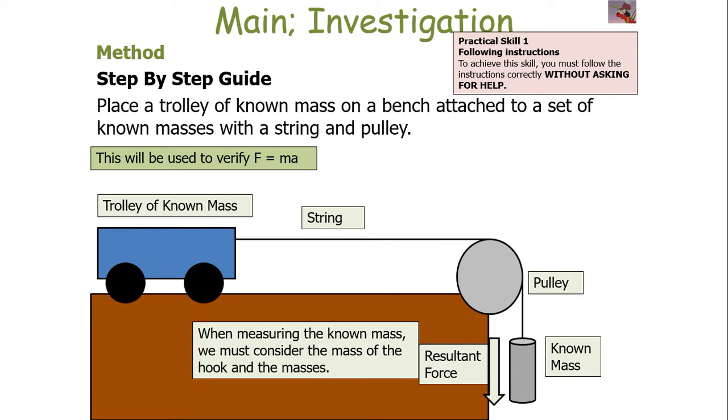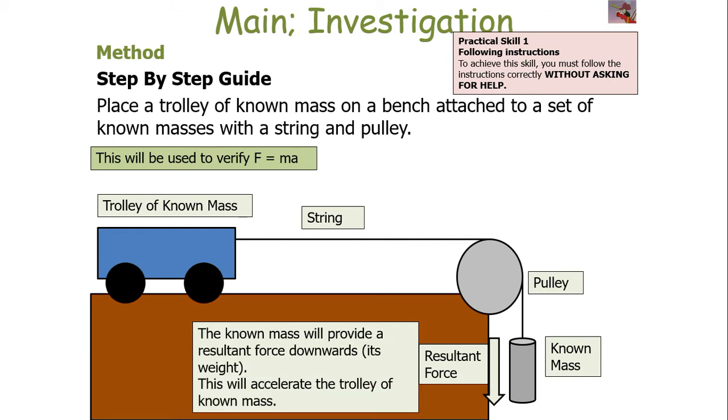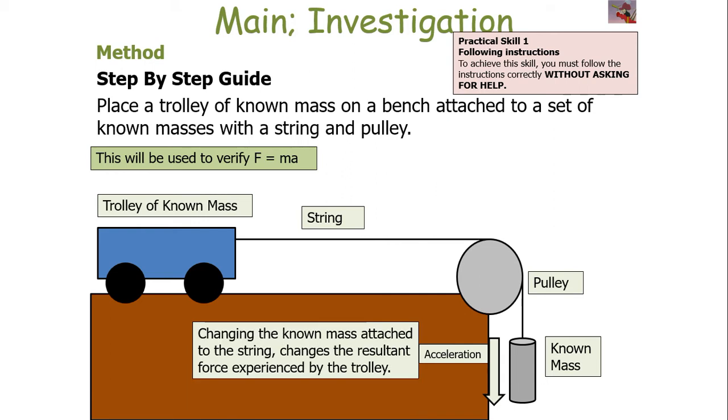Now, when measuring the known mass attached to the pulley, we've got to consider the mass of the hook and the mass of the masses together. Now, this will produce a resultant force downwards, and this will accelerate the trolley of known mass. So it will cause a resultant force downwards and cause the trolley to accelerate along the bench. So you'll get that acceleration of the trolley. Now, changing the known mass attached to the string will change the resultant force experienced by the trolley, and that may affect the acceleration depending on what you think will happen in this investigation.